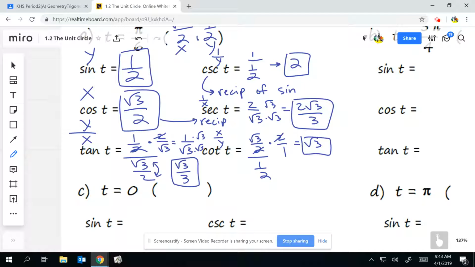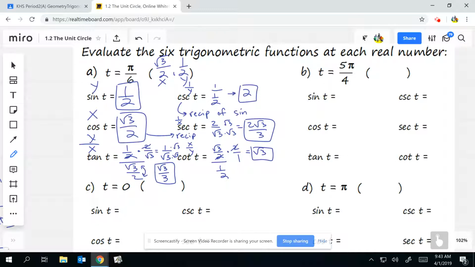So there's your 6 trig functions just by using the unit circle and no calculator. Once you find the coordinate, you can use that coordinate to find your sine values, your y, your cosine is your x, and then you can just do your division problems.